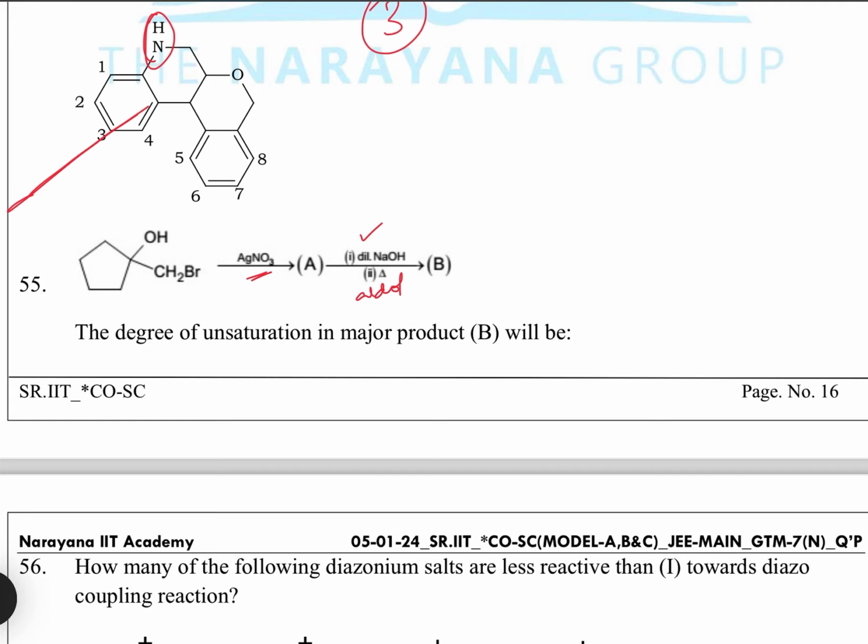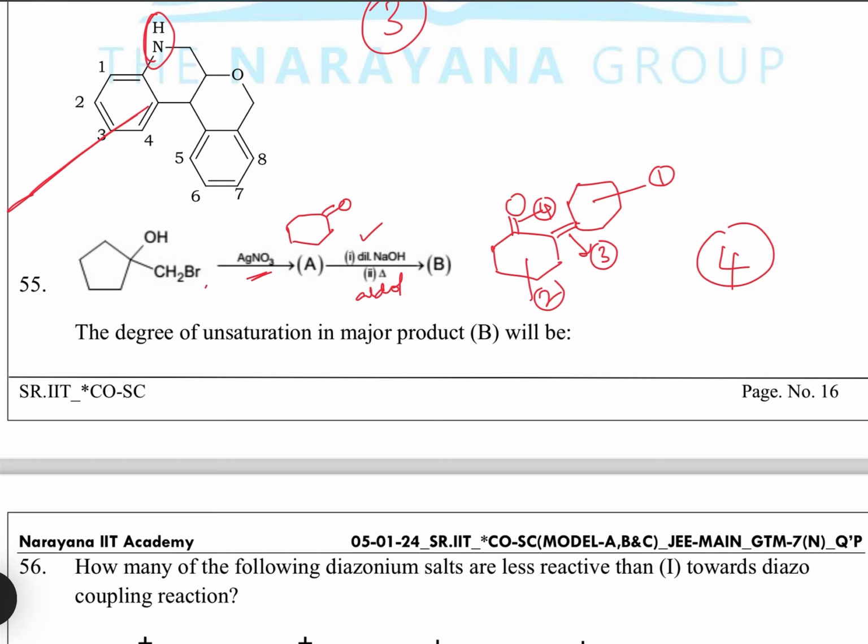Here CH2 plus is already there, so a 6-member ring is formed. Here only a 6-member ring is formed, so this A is a cyclohexanone after rearrangement, after ring expansion. When this is undergoing the change, you will be getting a compound like this, with a double bond to O and a double bond. Degree of unsaturation: 1, 2, 3, and 4.